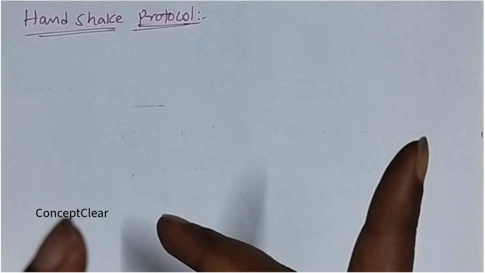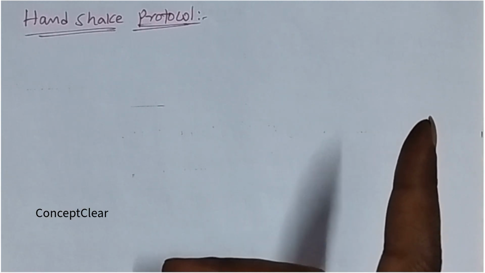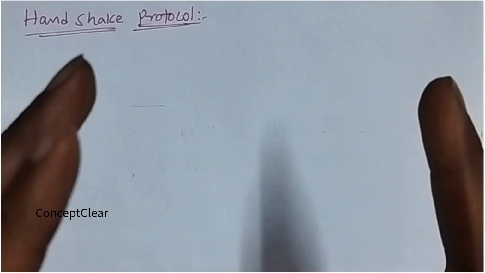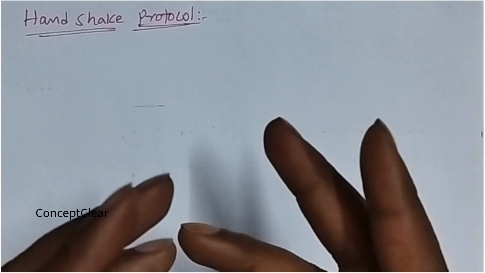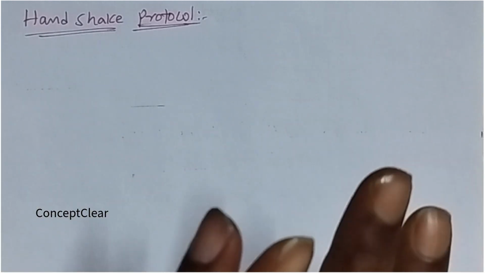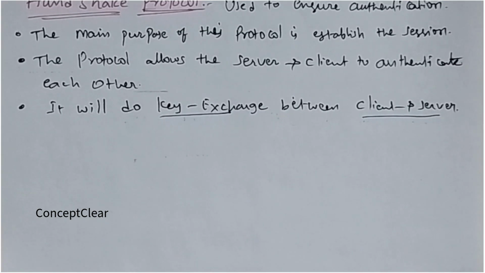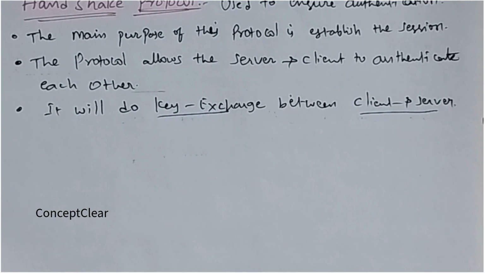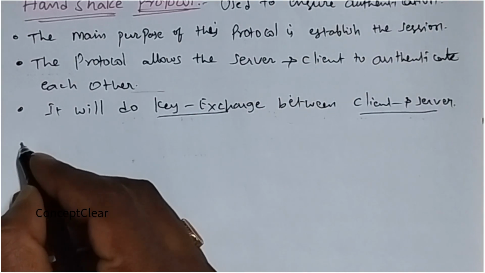First, we have to send your originality, which is your authentication, your ID proof, and the server will also present their ID proof. Then both will authenticate each other. The handshake protocol consists of a series of messages exchanged between client and server. The handshake protocol does the key exchange between client and server.